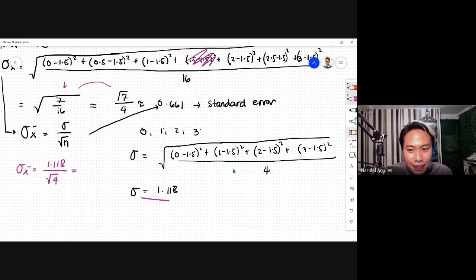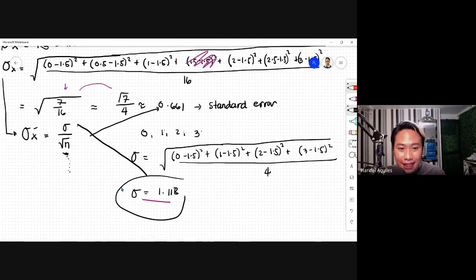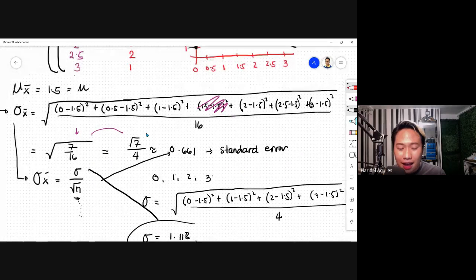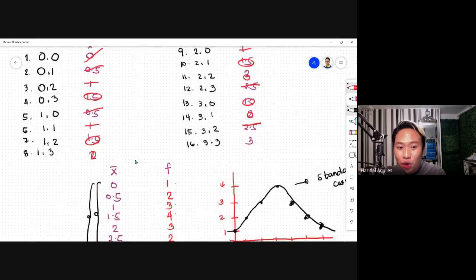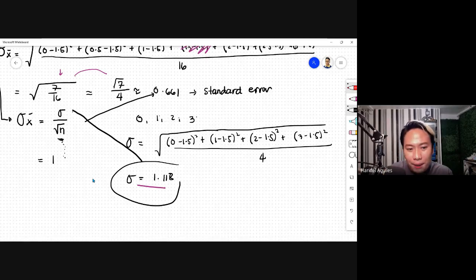Guys, the idea is that this should equal this solution here. When I plug in 1.118 over the square root of n, the n is the number of options or number of choices. In this case, the number of choices in the sampling distribution is 2, so it should be divided by the square root of 2. 1.118 over the square root of 2. That should be the answer that comes out.